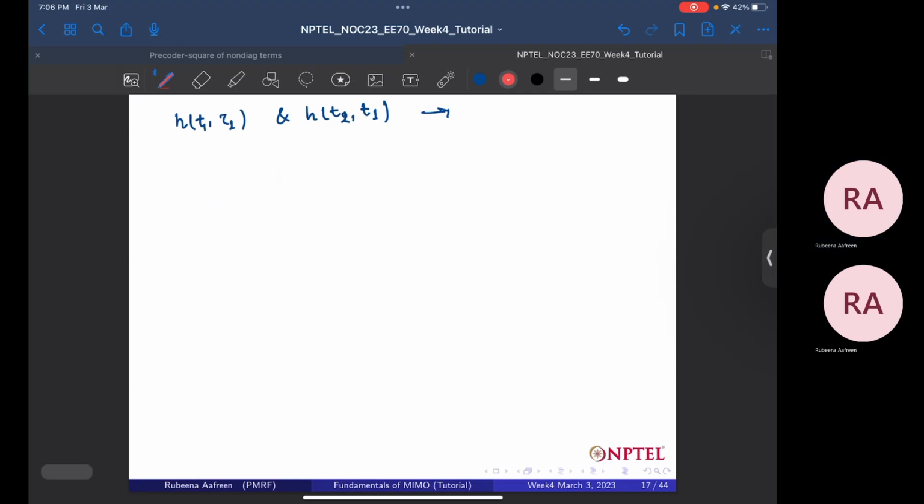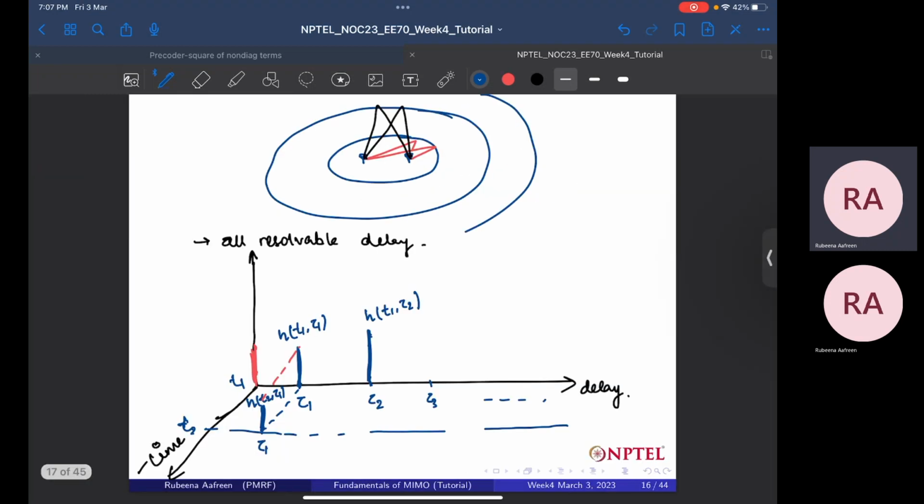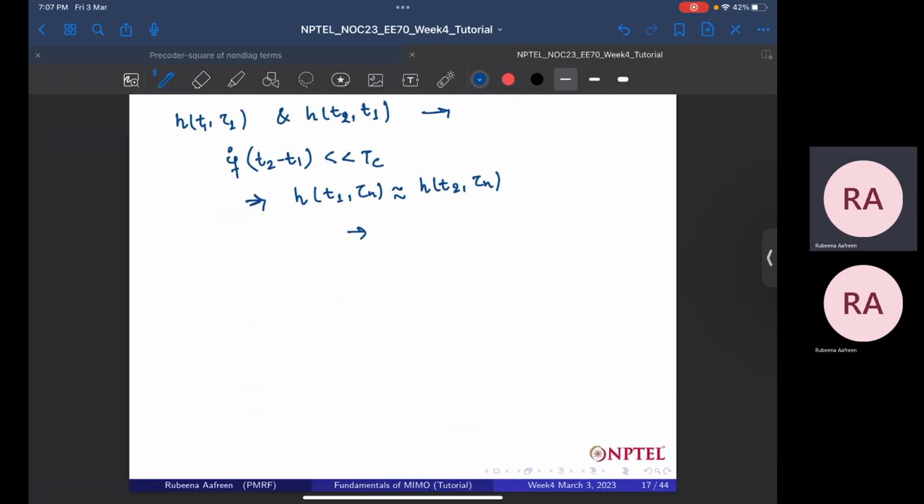So what we are saying is that if t2 minus t1 is much lesser than the coherence time, then h of t1 comma tau 1 is approximately equal to h of t2 comma tau 1. That means both of these will be of the same magnitude, and since tau 1 is the same, they will have the same phase as well. So this is slow fading in time, right? Because with time the channel is not changing. h at tau 1 at any delay is equal to h at tau 2, so we can say that it is slow fading.